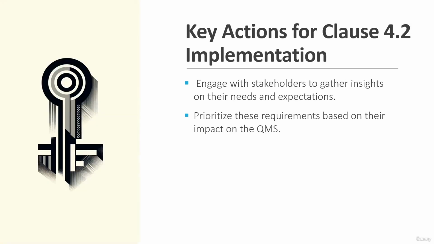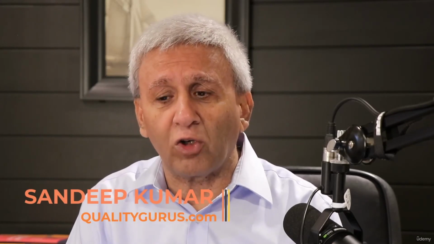Now coming to the implementation part of 4.2. For that, you might need to list down all the stakeholders, and list down what their needs and expectations are. You might want to do a survey. You might want to talk to them. You might find some other way to find out what the needs and expectations of these stakeholders are. And then you might need to prioritize them based on the impact they will have on the quality management system. And accordingly, you will develop your quality management system to meet these needs and expectations. So these are 4.1 and 4.2. Now in the next video, we will talk about clause number 4.3 and 4.4.